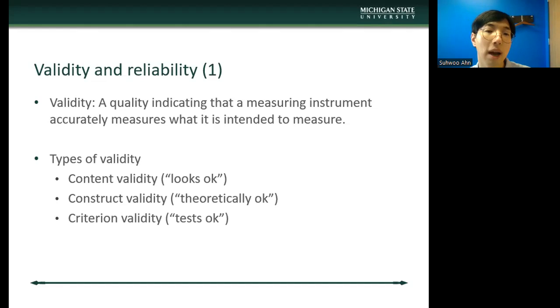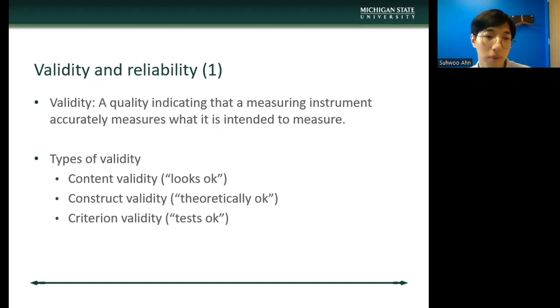The last one is criterion validity, which is about tests. Basically, criterion validity refers to the degree to which a measure relates to some external criterion. For example, scores on the College Board test are expected to predict the college success of students, which means that if students did well on the College Board test or university entrance exam, then we can expect that the students will succeed in college.